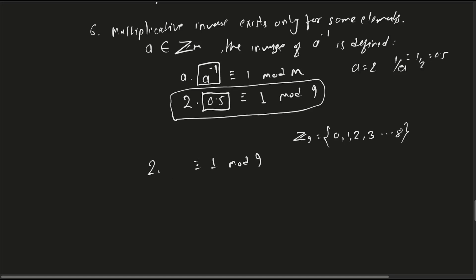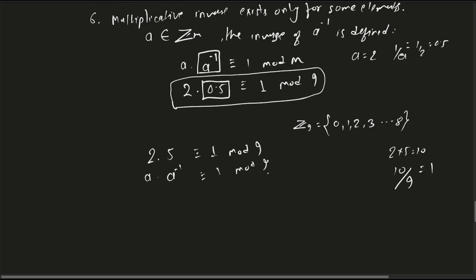So 2 times 5 is going to be 10, right? So 10 over 9 will give me the remainder of 1. So in our case, this would be 5. So 5 is the inverse of A. So this is A and then A inverse, of 1 mod 9.